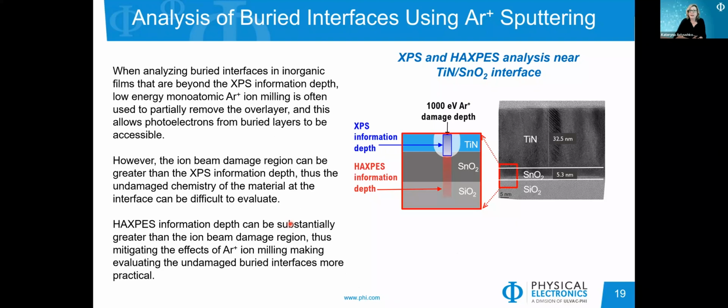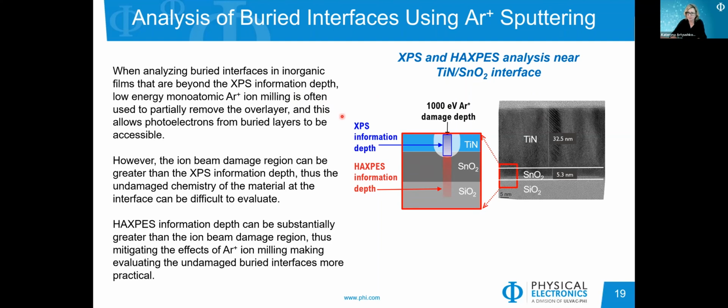So now let's look at buried interfaces analysis when we are using argon sputtering. Of course, when we are looking beneath the sampling depth of the chromium source, we need to do depth profiling for many structures. So when you look at using monatomic argon, you remove the top layer, and sometimes, of course, it's very material dependent, you can induce some damage.